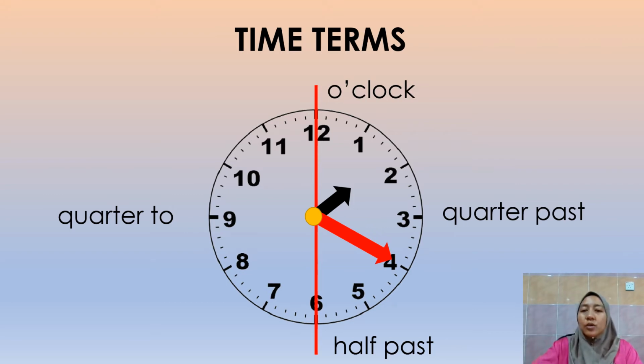Okay, so kat sini, this is a picture of a clock. Okay, ni adalah gambar jam. Awak nampak kan ada perkataan o'clock kat sini. Ni term yang pertama lah. O'clock here means 00. Okay, kena ingat jangan lupa, o'clock means kosong, bukan 60 minit, 00.